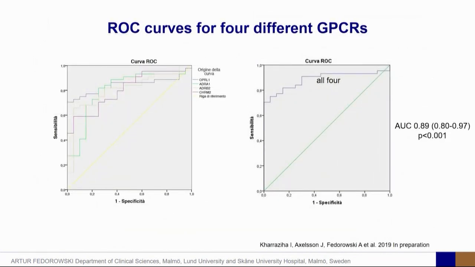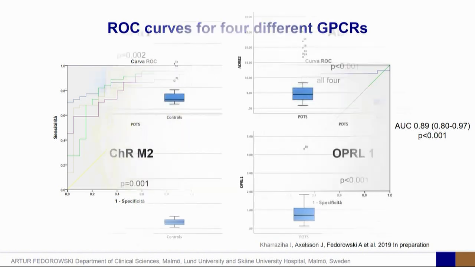So when we put it into ROC curves, every cell line, every receptor, performed pretty well, around 0.8. This is very good. When we combined the results of 4 receptors, we ended up with 0.9 area under the curve, which is very nice. So using this test, you may say, without testing patients, that 9 among 10 patients have POTS, and then it would be confirmed by tilt testing. So just putting it the other way around. This is very good. This is not published yet.